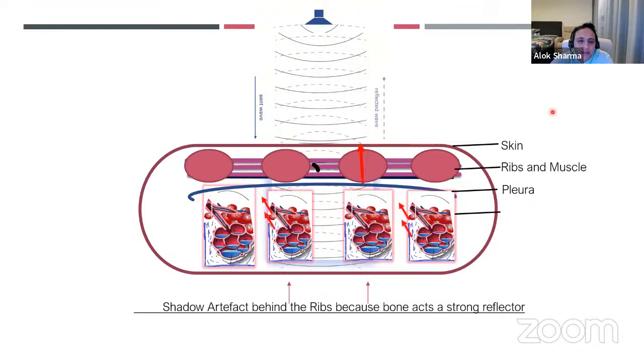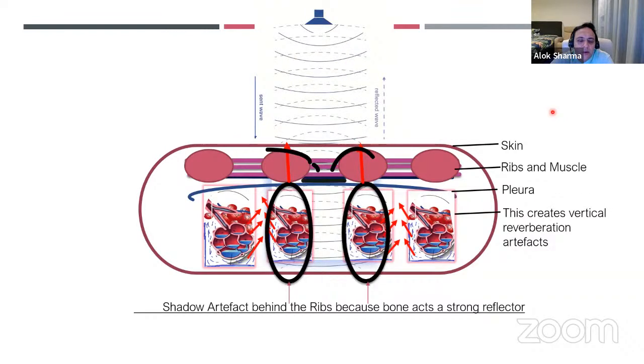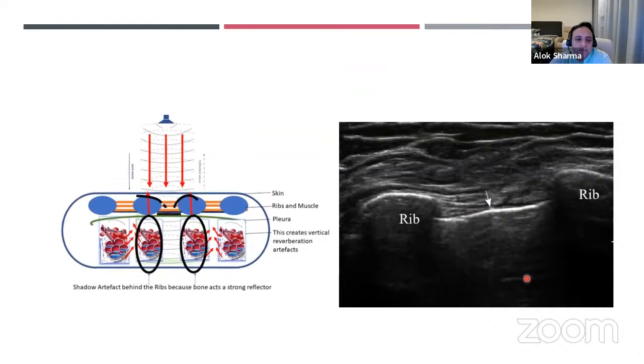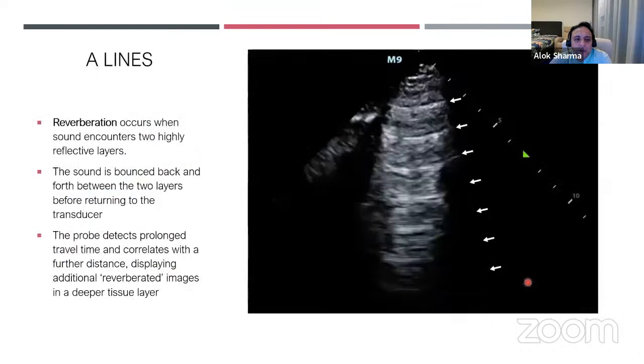Just going through it again. There's a lot of interaction over here between the different areas of sound waves and the lung, and this is how it classically looks. So you can see ribs, acoustic shadow, clear thin pleural line, A lines. Now, what are A lines?